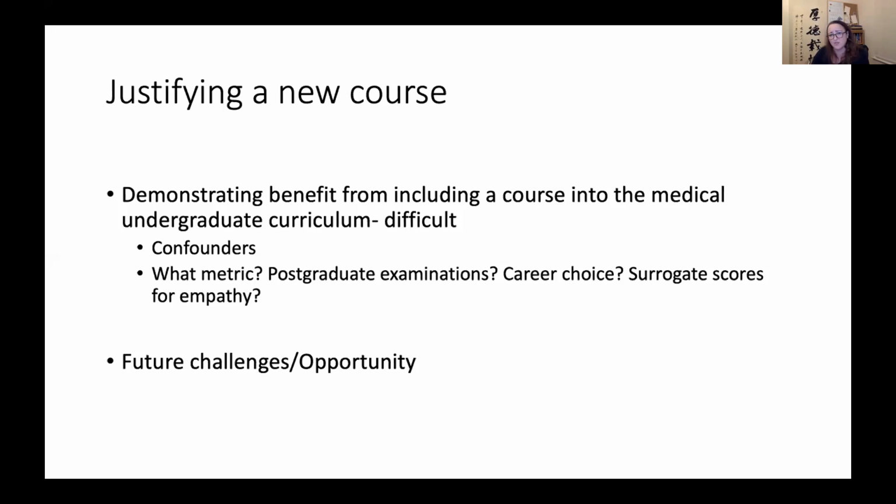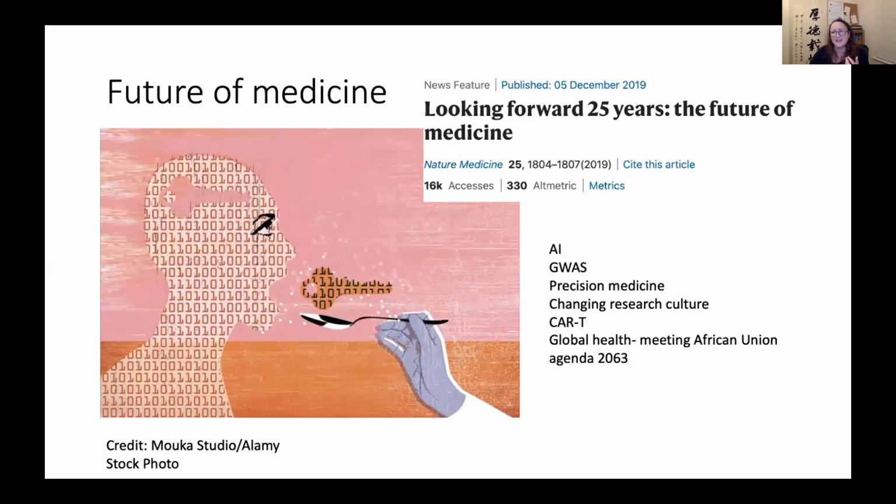And what metric would you choose? Do you use sort of surrogates for empathy, which you see used a lot? Is it performance in postgraduate examinations? I think that's really difficult. So I think we should focus in communicating this, and communicating why we think it's important, on the future challenges. And in those, what does the future of medicine look like?